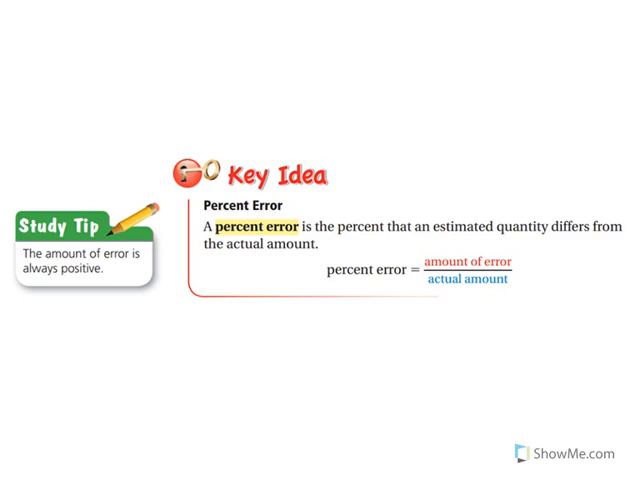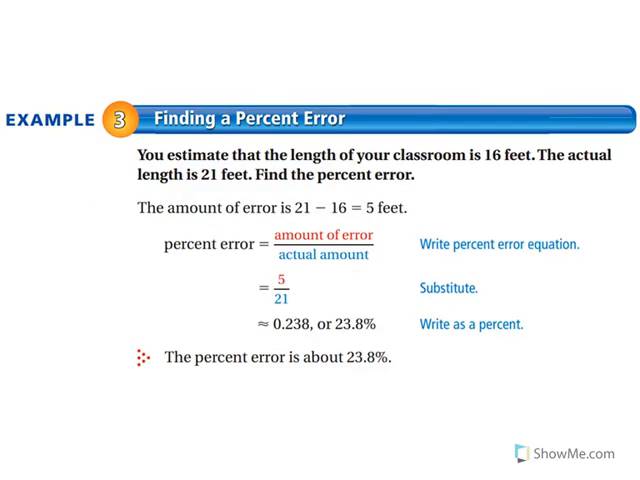So you're either going to take the new amount and subtract the original if it was an increase, or you take the actual amount and subtract the estimated amount if it was a decrease. You'll see here in a few minutes how we do this, but that's how you do a percent error. You're going to find the amount of error, basically the amount of change, over the actual amount.